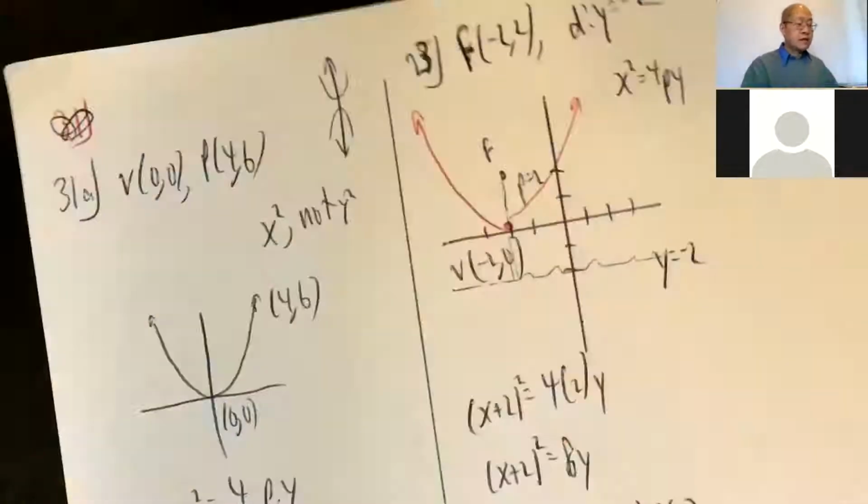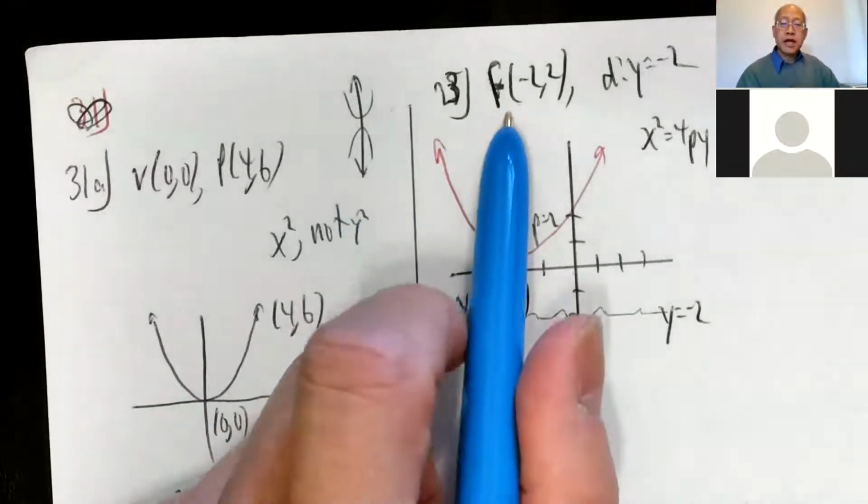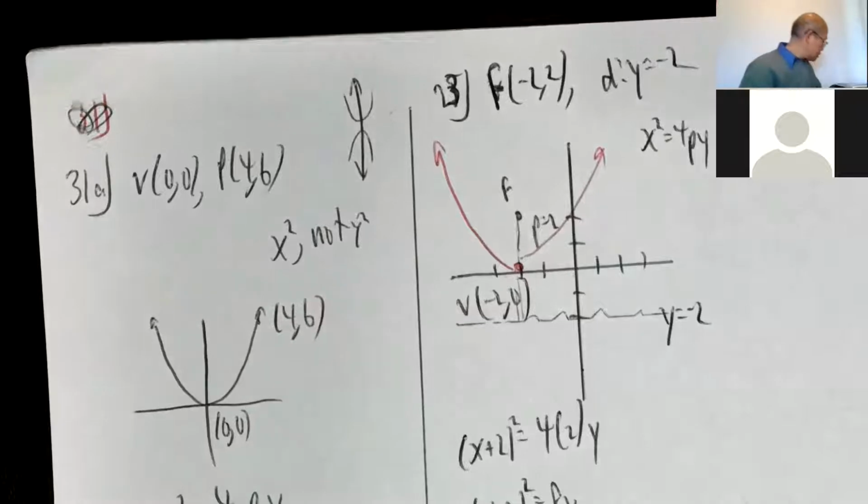And then some other ones, again, these might be repeats. Problem 23: focus is negative 2, 2. Directrix y equals negative 2.